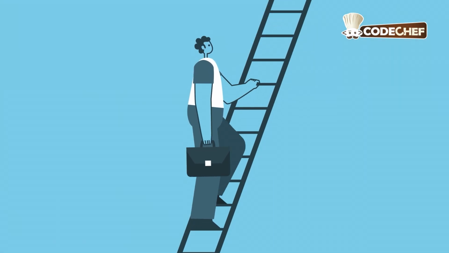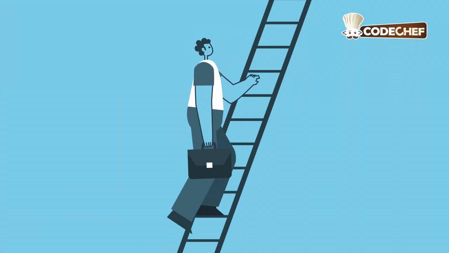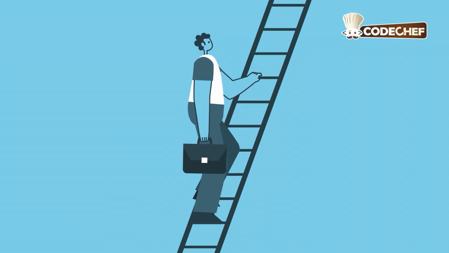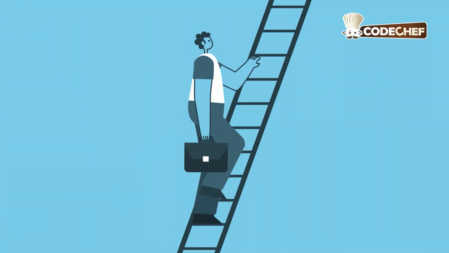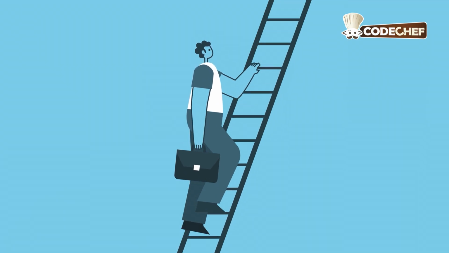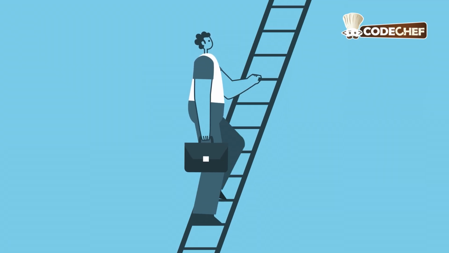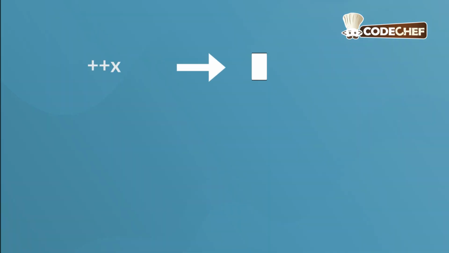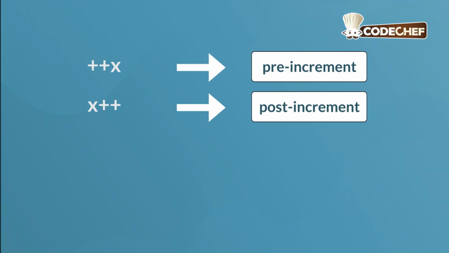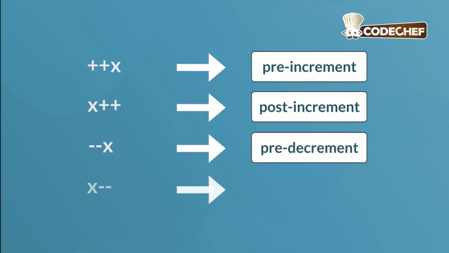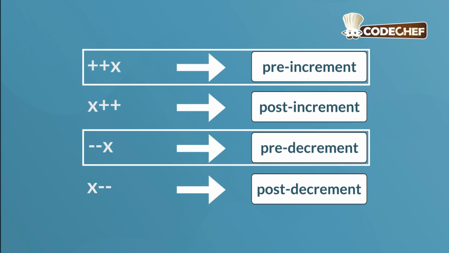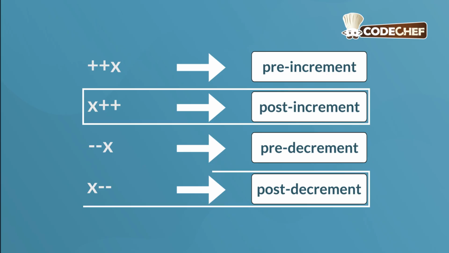Think of increment and decrement like stepping on a ladder. You can step up before taking a photo or step up after taking it. Similarly, Java lets you increase or decrease a number before using it, called pre-increment or pre-decrement, or after using it, called post-increment or post-decrement. In Java, the increment operator ++ increases a variable by 1, and the decrement operator -- decreases it by 1. Pre-increment or pre-decrement changes the value before it's used, while post-increment or post-decrement changes it after it's used.